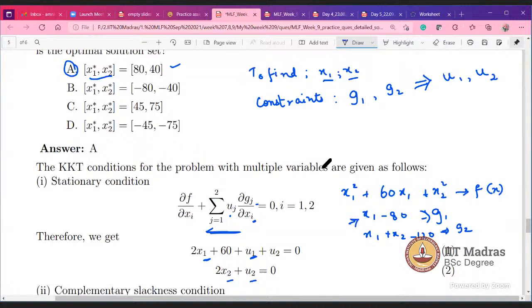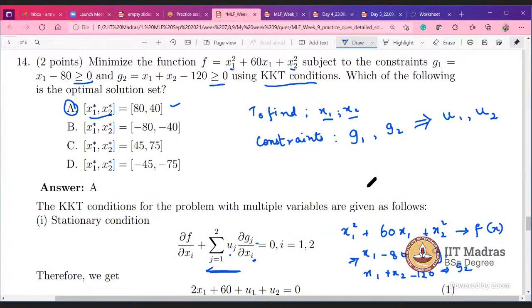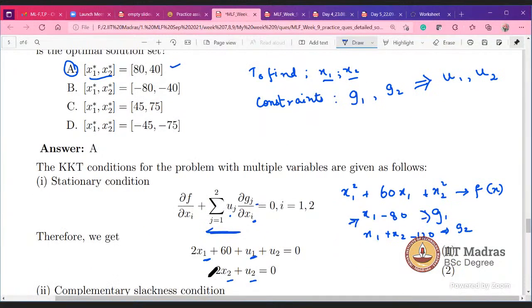Some functions, like this function, are in power 2. That's why you can get the first derivative itself. You have some x1 and x2 here. What will happen if you have simply x1 plus 60 x2? At that time, if you take the first derivative, x1 will vanish. Your variables might vanish in the stationarity condition, but they will be there in complementary slackness.